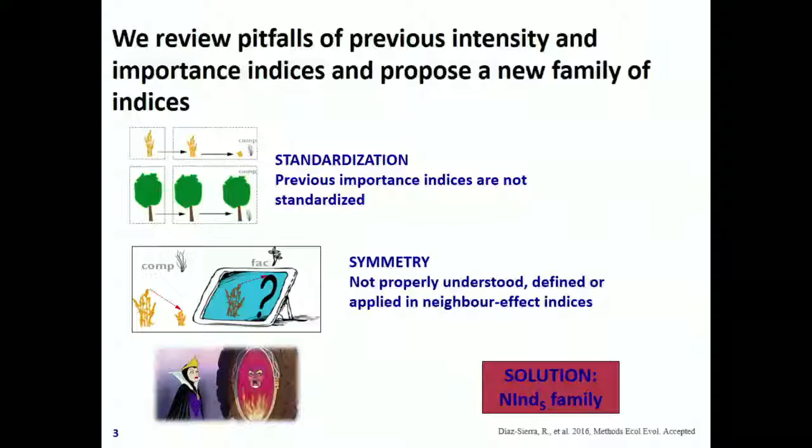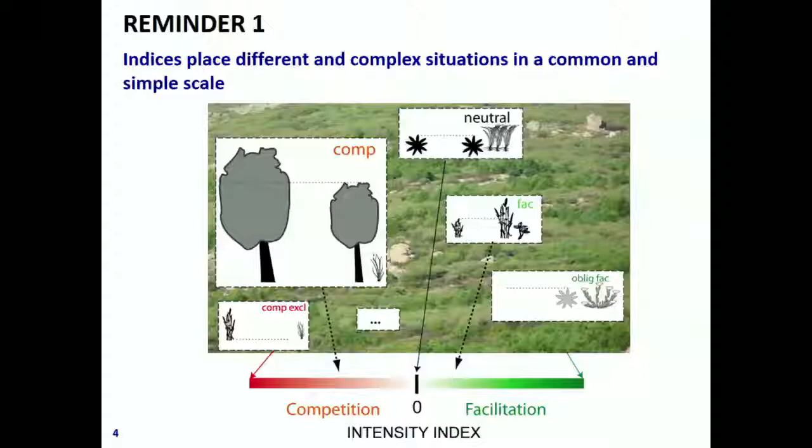So to further put into context, we have plenty of experiments, a very complex situation of field work with different plants, different stressors, different outcomes of the neighbor interactions. And we want to put all this information into one index or many indices, but one scale that goes from a negative value for competition to a positive value for facilitation, summarizing all this information.